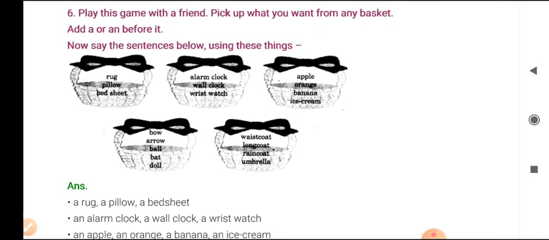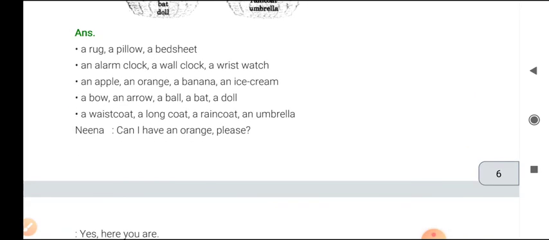Exercise. Play this game with a friend. Pick up what you want from any basket. Add a or an before it. Now say the sentences below using these things. A rug, a pillow, a bed sheet, an alarm clock, a wall clock, a wrist watch, an apple, an orange, a banana, an ice cream, a bow, an arrow, a ball, a bat, a doll, a waistcoat, a long coat, a raincoat, an umbrella.